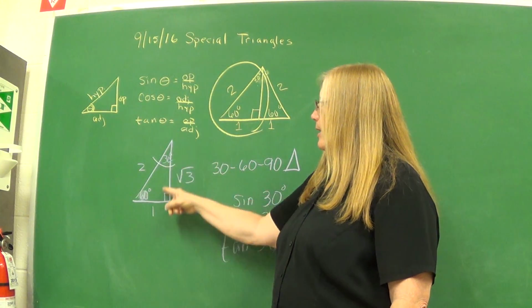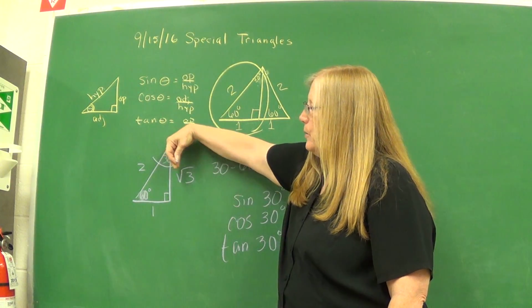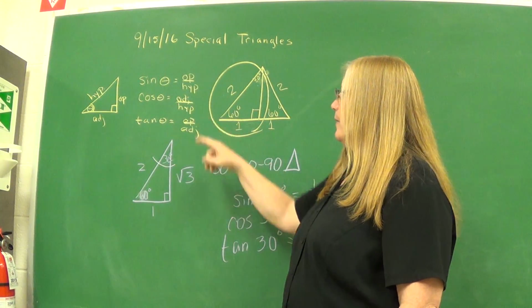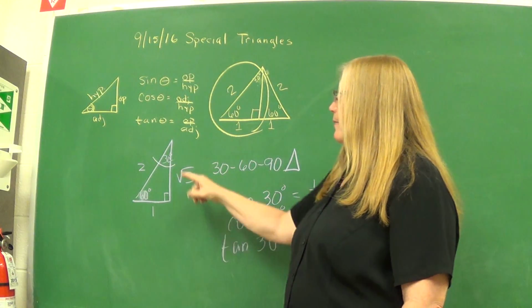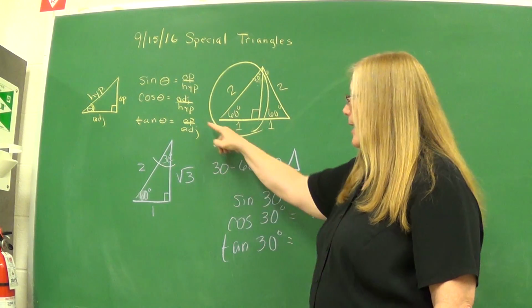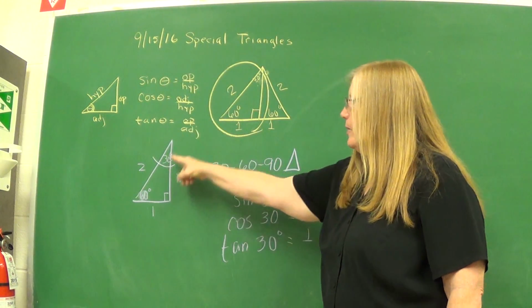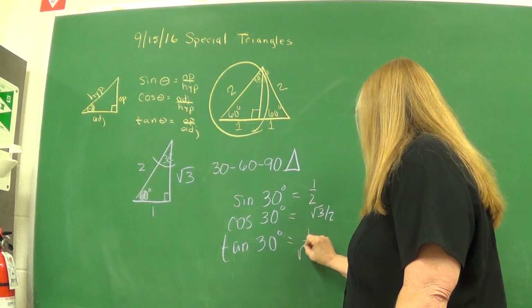What's the cosine of 30? We want the side adjacent, not the hypotenuse, but the other side. Cosine is square root of 3 over hypotenuse 2. And tangent of 30 is opposite over adjacent. 1 is across from 30, side opposite, and adjacent is square root of 3.